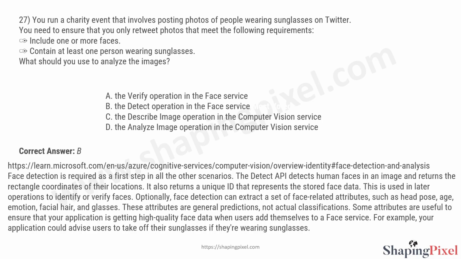Face detection is required as the first step in all the other scenarios. The detect API detects human faces in an image and returns the rectangle coordinates of their locations. It also returns a unique ID that represents the stored face data. This is used in later operations to identify or verify faces. Optionally, face detection can extract a set of face related attributes such as head pose, age, emotion, facial hair, and glasses. These attributes are general predictions, not actual classifications. Some attributes are useful to ensure that your application is getting high quality face data when users add themselves to face service. For example, your application could advise users to take off their sunglasses if they're wearing sunglasses.